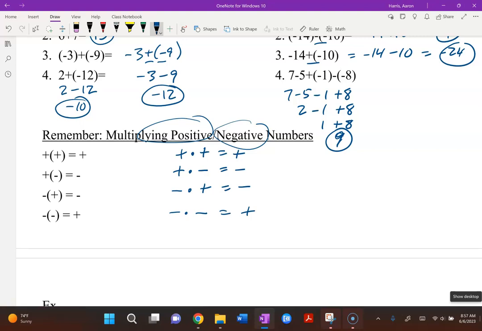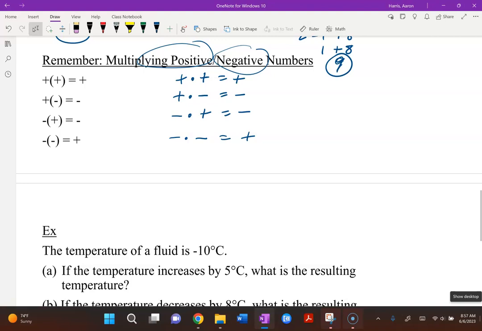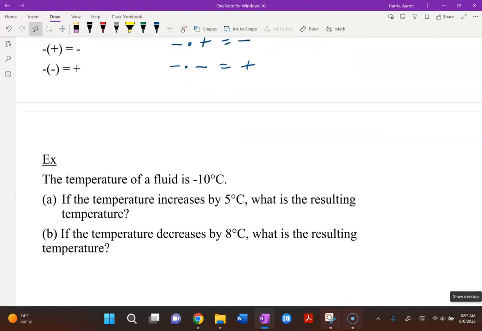So negative times negative, positive, right? So anyways, haven't heard that. That's one way to think about those.